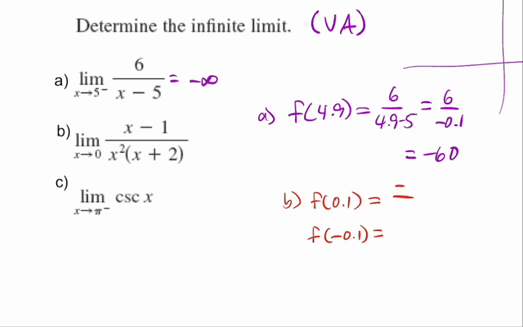Okay, on the bottom, if I plug in 0.1, if I square it, still positive. 0.1 plus 2, still positive. Positive times a positive is a positive. What's a negative over a positive going to give me? Negative. So that side is going to negative infinity.